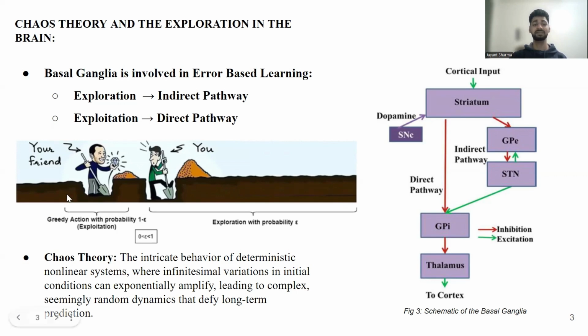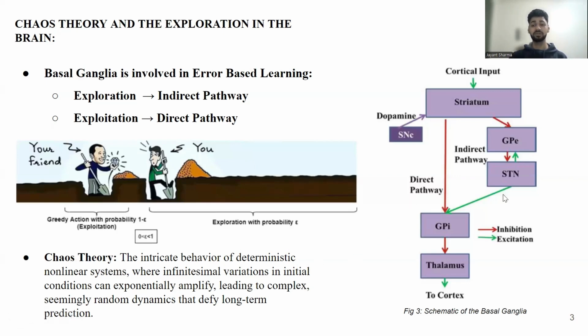Exploitation can be seen as taking up the same action again and again, while exploration can be seen as a scan of the entire space so that we can decrease our cost function to the minimum value.